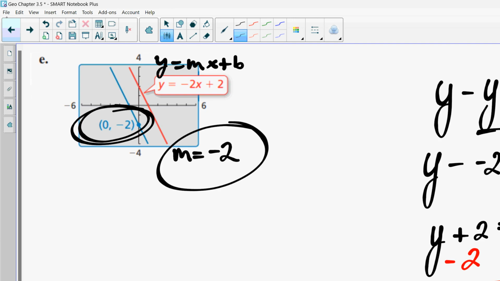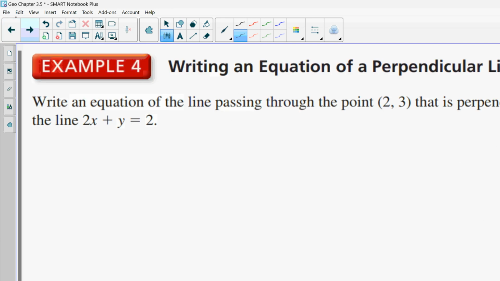Are there any questions on parallel? Do we feel comfortable with parallel lines? Okay. Perpendicular. Now, the perpendicular slopes we said are what? Opposite reciprocal. We change the sign and flip it.